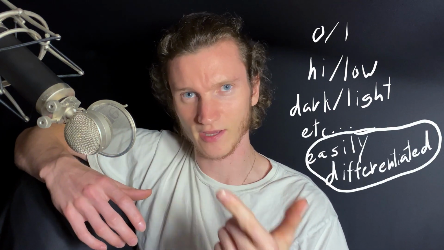We first need some way of creating differentiation. How about we use a concept that the computer already uses? 0 and 1. That's just the easiest way that we can distinguish things. It doesn't have to be 0 or 1. It could be high or low. It could be dark or light. It just needs to be something that we can clearly know is different from the other thing.